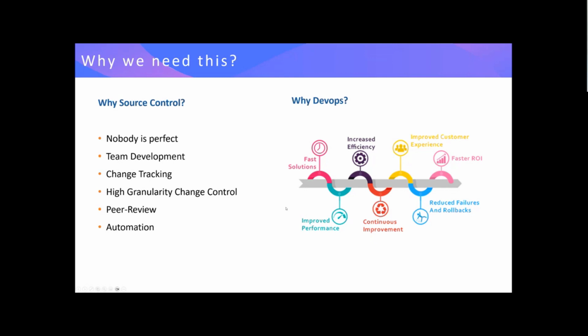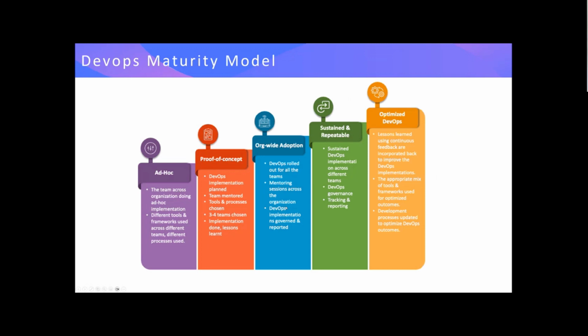So let's move on. What is the DevOps maturity model? How do I get started and how do I optimize the overall process? First, this is the typical pyramid of how you go about it. You start with ad hoc, where you have the team start implementing the tools that you already have, like VS Code, or you can use different frameworks.